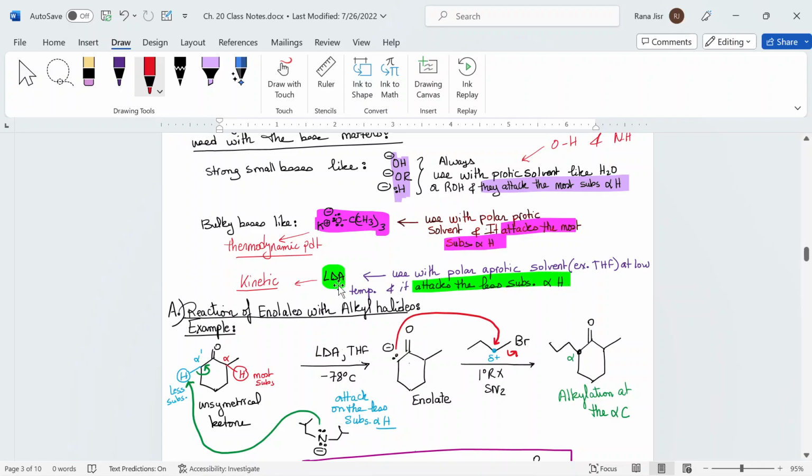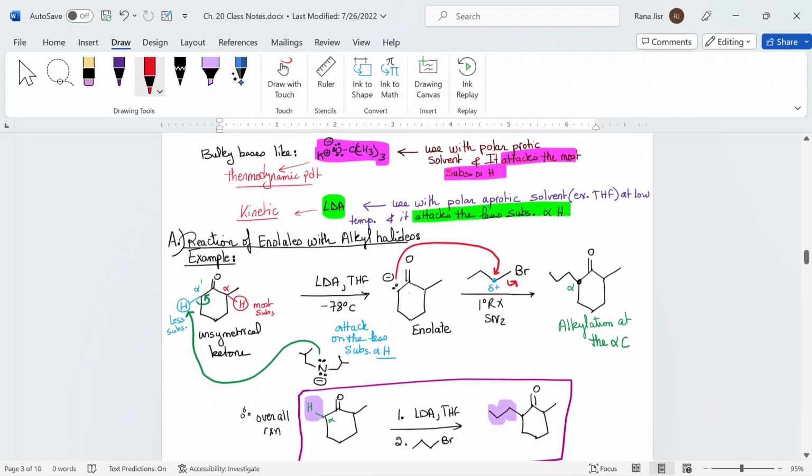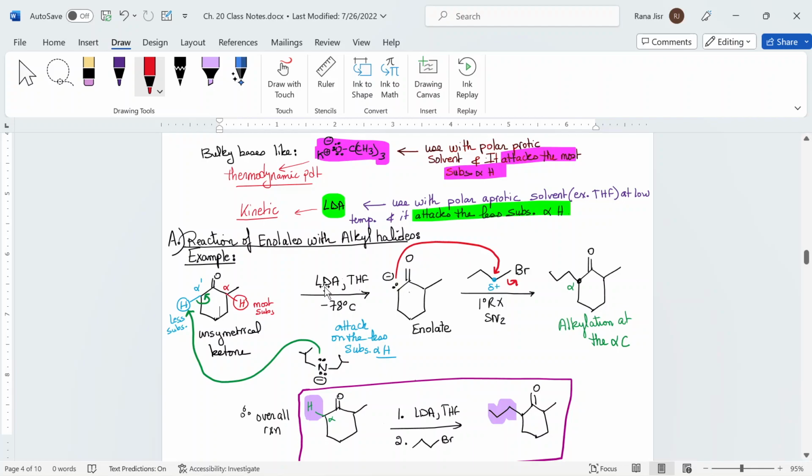Okay, so let's go ahead and have an example. Whenever you are using LDA, we're going to couple always LDA with a polar aprotic solvent. We're going to use it at a low temperature. In there, LDA is always going to attack the less substituted alpha hydrogen. So over here, this is going to be the less substituted alpha hydrogen. This is a strong base. So that base is going to come, take the alpha hydrogen and create the enolate ion in this case.